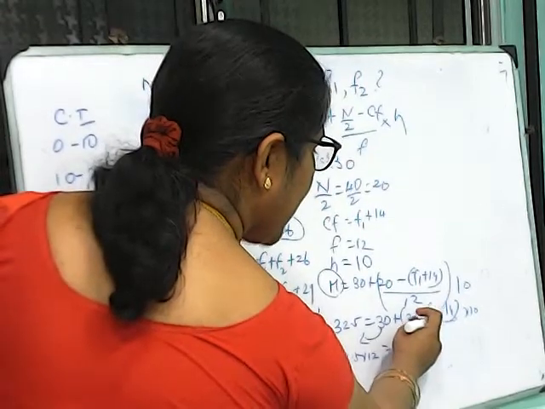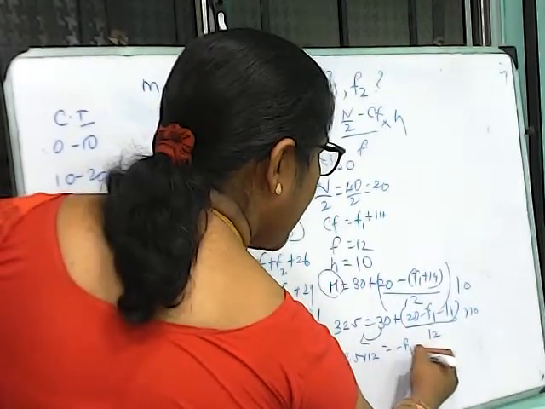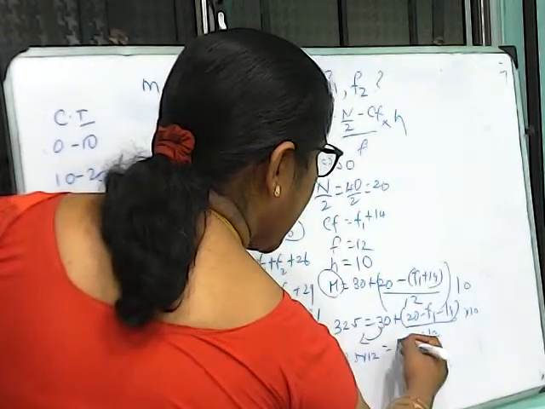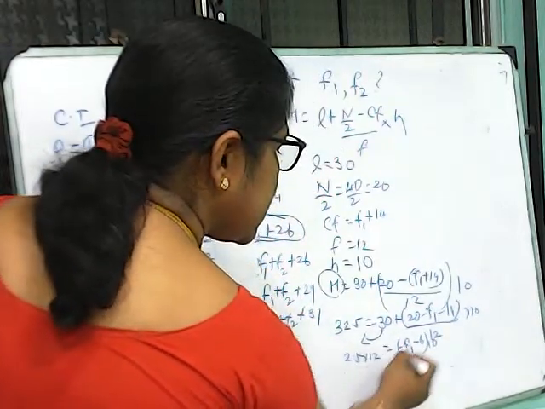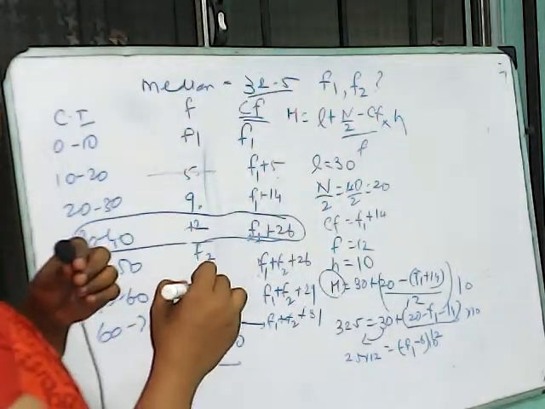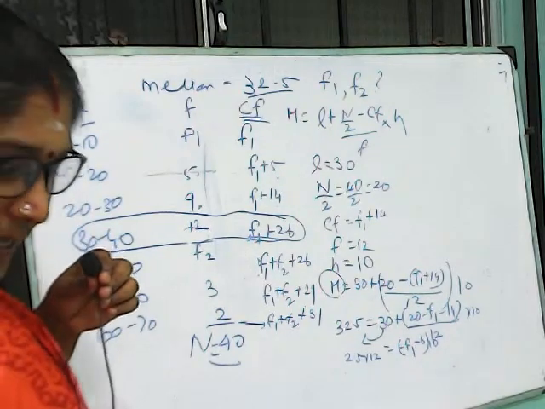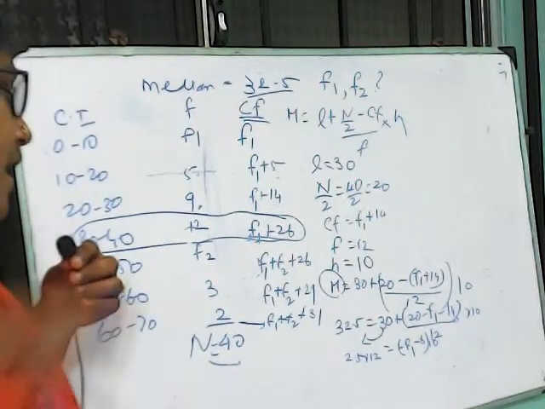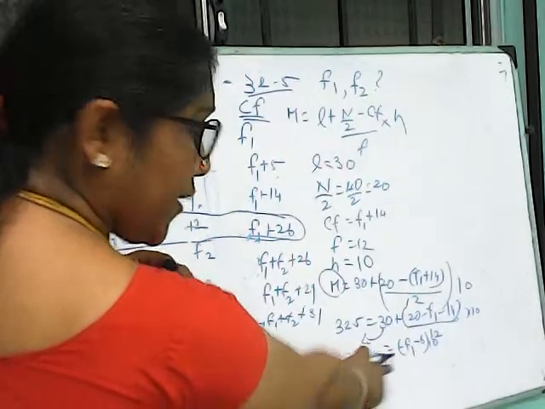Solve this. 20 minus 14 minus F1 minus 6 into 10. Bring everything to the other side. Get the value of F1. So if you solve it, you will get F1. Okay, right. Now you can find out F1.